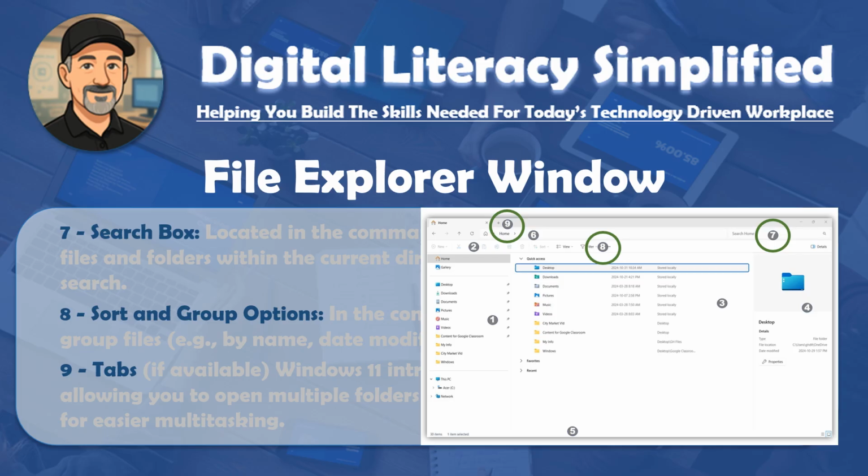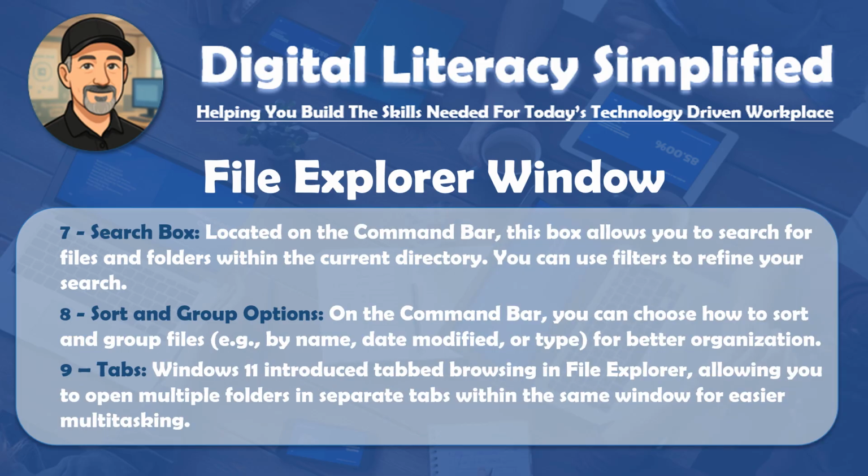And on the next screen, we're going to take a look at the search box, sort and grouping options, and tabs. The search box is located on the command bar and it allows you to search for files and folders within the current directory. You can use it to filter to refine your search. So sorting and grouping options on the command bar, you can choose how to sort and group, so by name, by date modified, or type.